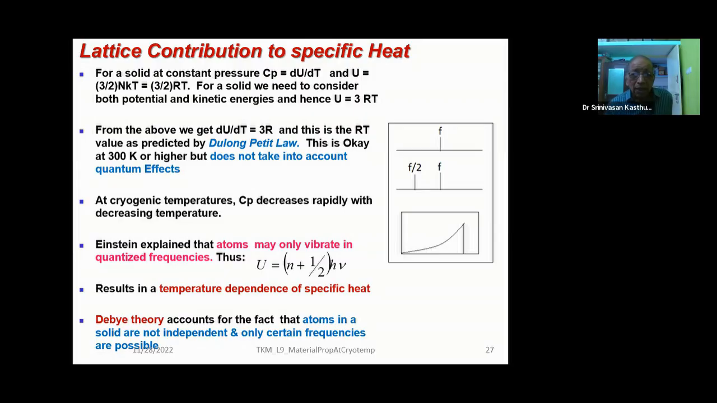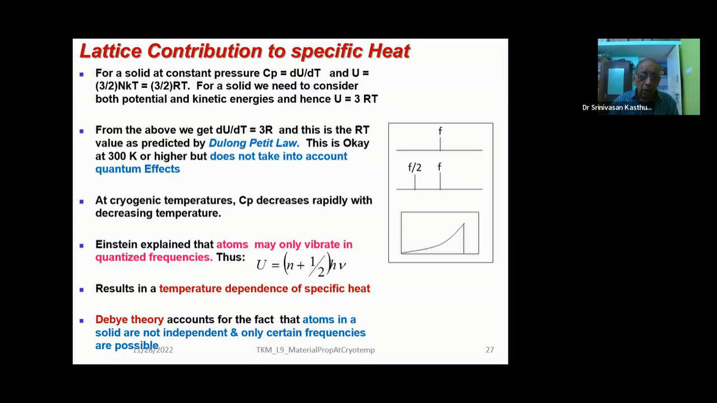That is your energy. Now, what is Cp? Cp is nothing but you have to take du by dt, you have to calculate. That is nothing but 3 by 2 R. But you see, it is 3 by 2 R if you assume only potential energy or only kinetic energy, but you have to take both. So if you take both of them, it is nothing but 3R.